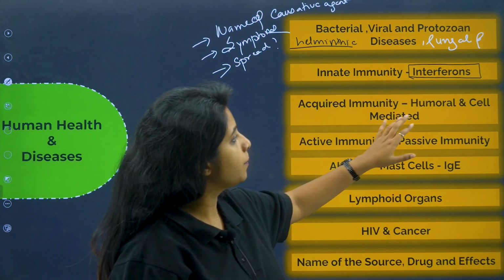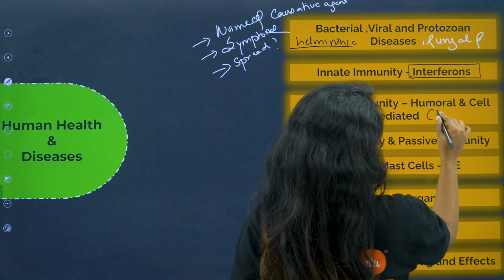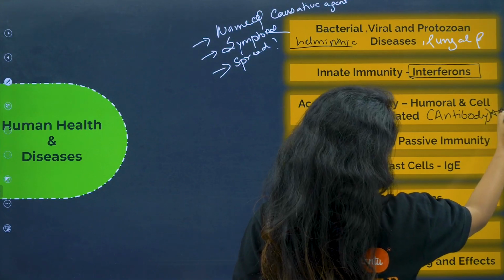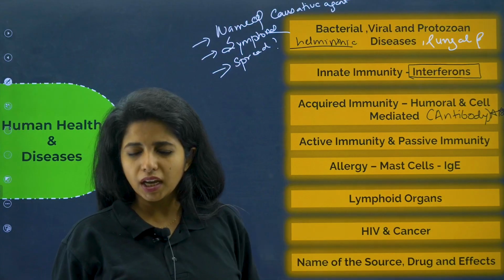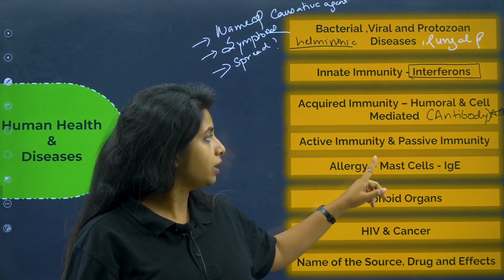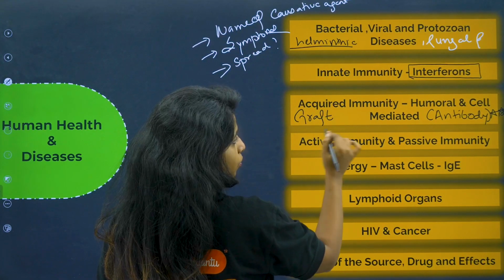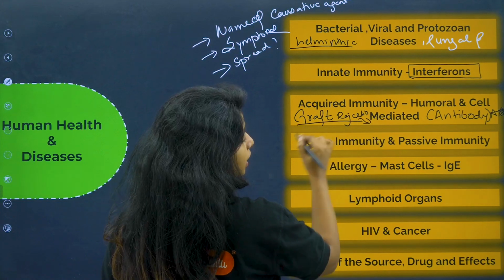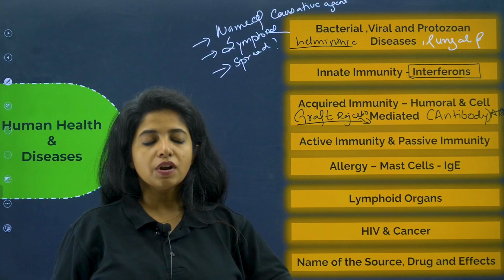Now, acquired immunity. In acquired immunity you should be knowing about humoral and cell mediated immunity. The structure of antibody is very important. I told you in the most important diagram video, but I am telling you again, very, very important. Every time it comes. And one more thing, in graft rejection, which one plays a major role? It is cell mediated immunity that plays a major role. Understand that. Active immunity and passive immunity, examples can be asked.